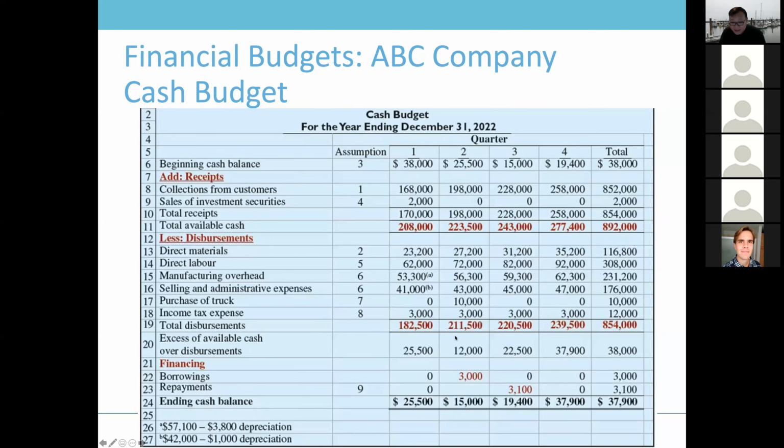Then we repeat this. We notice that the cash balance projected for the end of the second quarter would be 12,000. That's not good because I'm hoping to have a minimum balance of 15,000. Now it's a $3,000 shortage. I'm going to use financing. I'm going to borrow $3,000 to make it 15,000. So now I have a $15,000 ending cash balance that becomes the beginning for the third quarter.